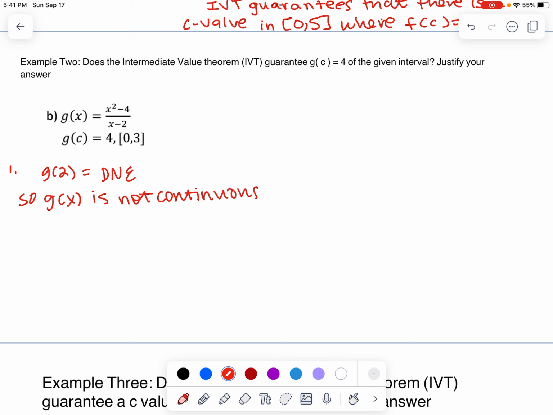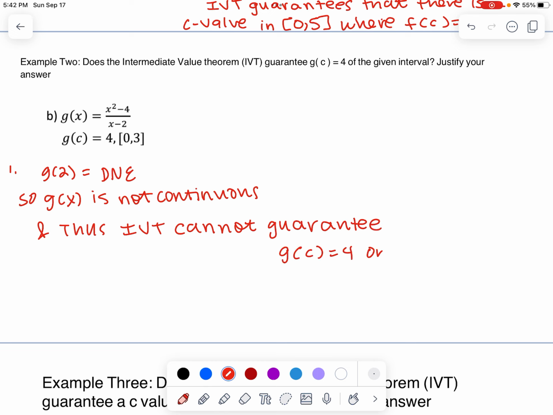And thus the IVT cannot guarantee g of c equals 4 on the given interval. That doesn't mean that there is not a c value within that interval that goes with 4. It just means that the intermediate value theorem can no longer guarantee that, because at 2 there's going to be a hole, not an infinite discontinuity, and that is basically breaking the function. So that could make it so this no longer guarantees it.